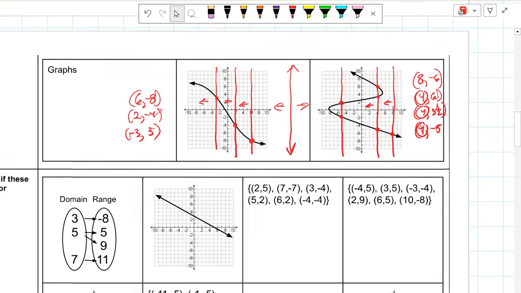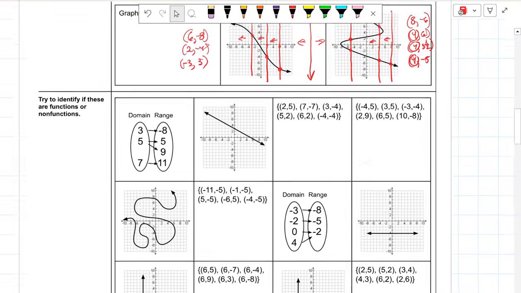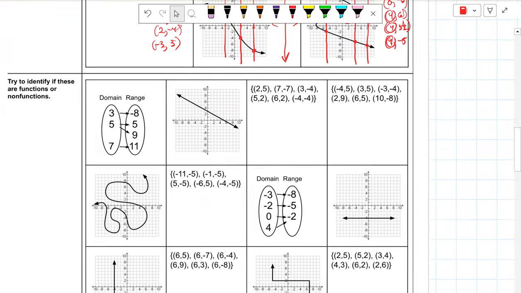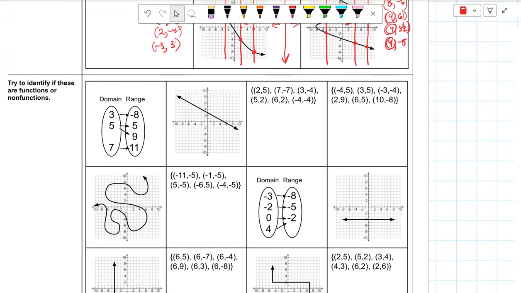All right, now that we learned all those things, we're going to go down and practice these. We're going to try to identify which of these things are functions and not a function. All right, let's look at the first one. This is domains and ranges.